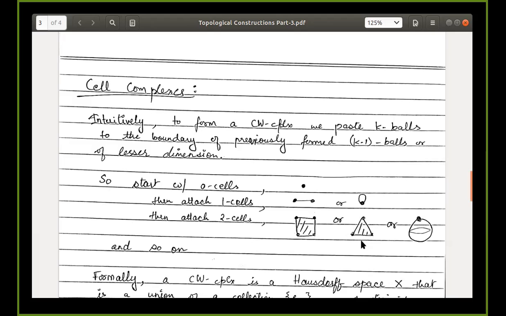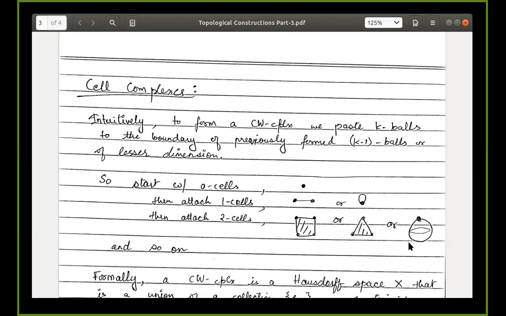from the previously formed structure. Or you could choose to say, no, I don't want to use any 1 cell. In which case you can take the entire boundary of your 2 cell, which is an S1, and attach it to a 0 cell, and you end up forming a hollow ball. You get an S2. So this is also possible.